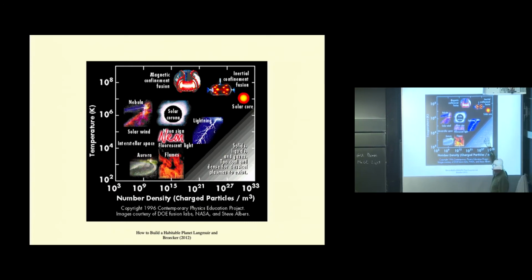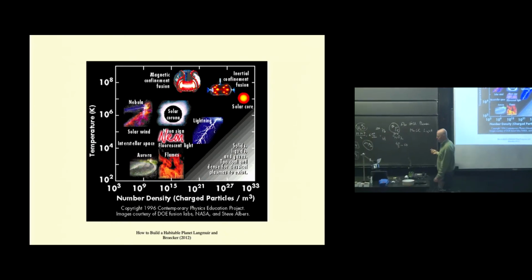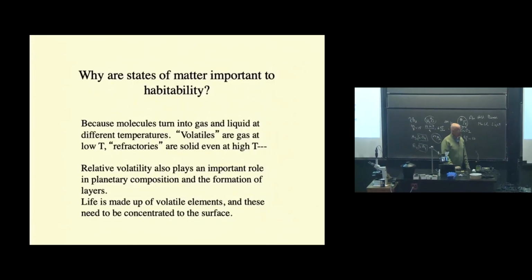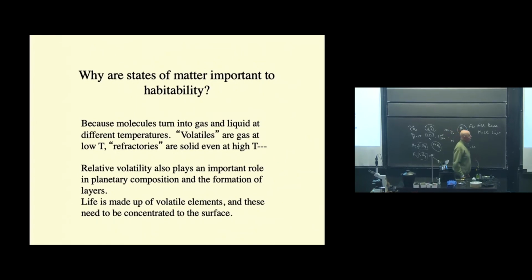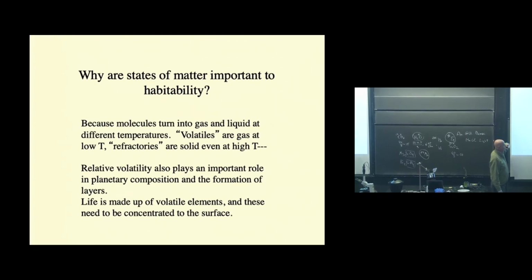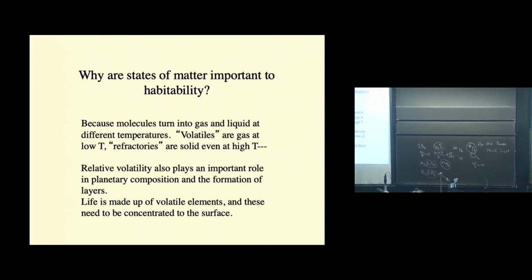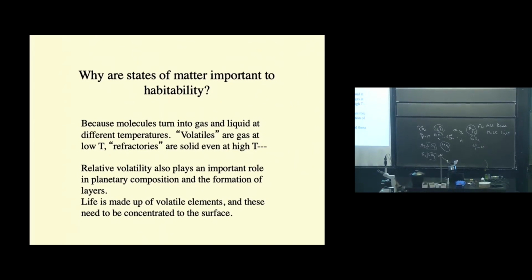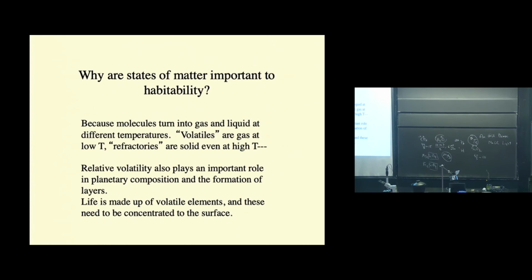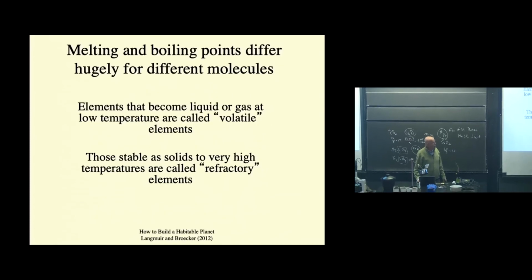You have this other state of matter called plasma, which is not that familiar to us, but which we see, for example, when we see a fire or we see a neon lamp. Now, these states of matter are important for habitability because all the different molecules turn into gas and liquid at different temperatures. And we call elements or molecules volatile elements when they turn into gas at low temperatures, and we call them refractory elements when they turn into gas at high temperatures. So this relative volatility is going to play a very important role in planets, and as you'll see in a minute, in the origin of the solar system.